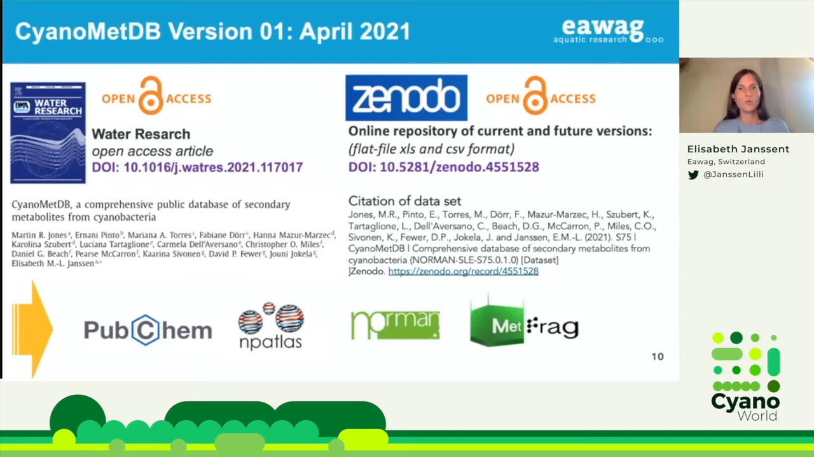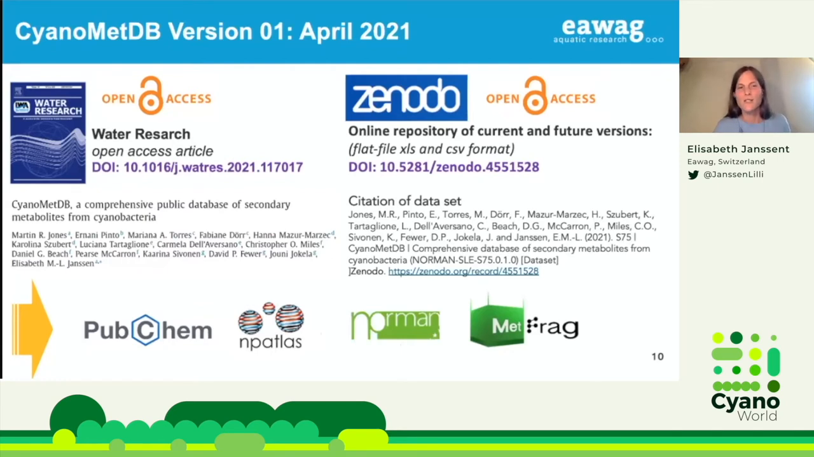So these are the two references that would be helpful for us if you refer to those if you use CyanoMetDB content. However, we have implemented the CyanoMetDB information in other larger data sets or online data platforms, like we collaborate with PubChem and the Natural Products Atlas group. The list is on the NORMAN List Exchange. We also have collaborators at the MetFrag predicted fragmentation catalog that you can find for all the entries in CyanoMetDB. So we try to just disseminate the information wherever we can.